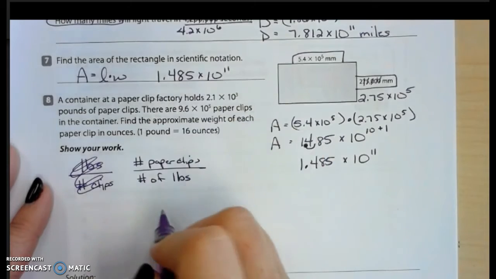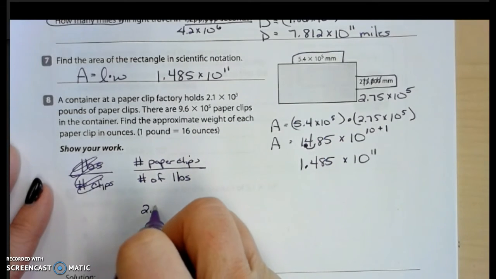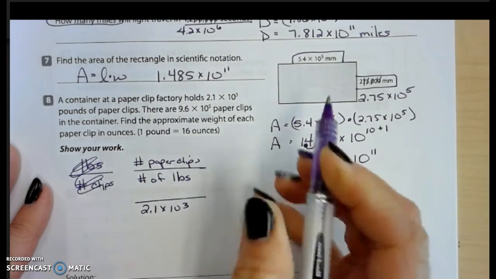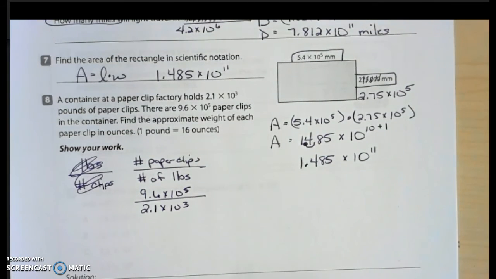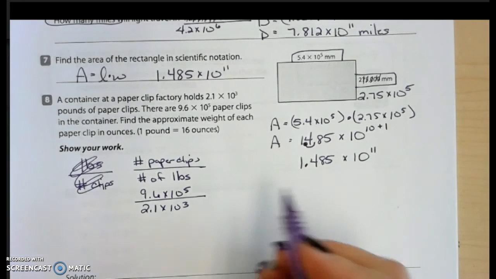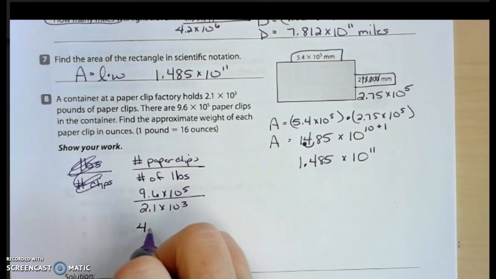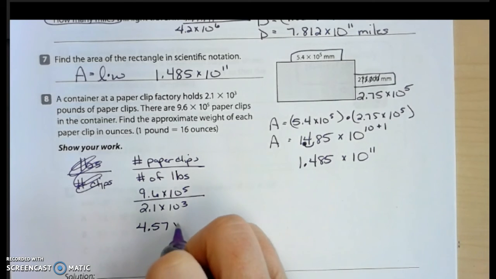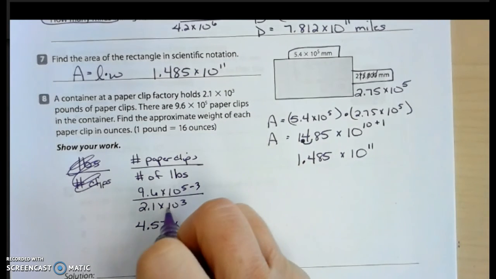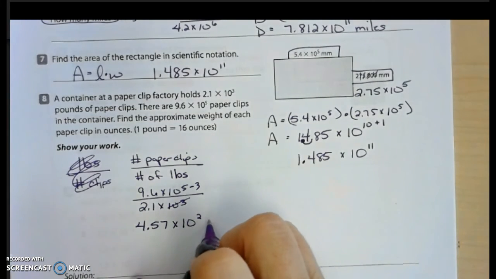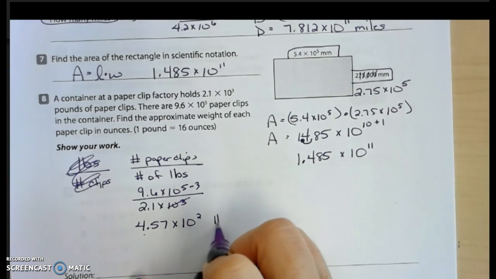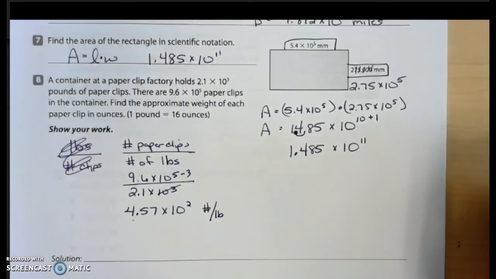So let's start there. It holds 2.1 times 10 to the 3rd, and that's 9.6 times 10 to the 5th paper clips. You'll divide 9.6 by 2.1 to get, I'm going to have to round, 4.57. And then 10 to the 5th, I'll subtract the 3 using the quotient rule to get 10 squared. Now, that is this many paper clips per pound. So we're down to 1 pound. This is how many is in 1 pound.